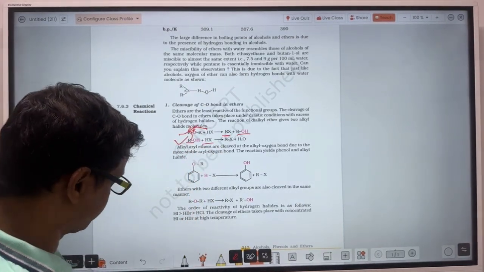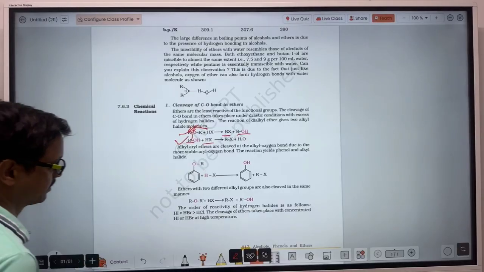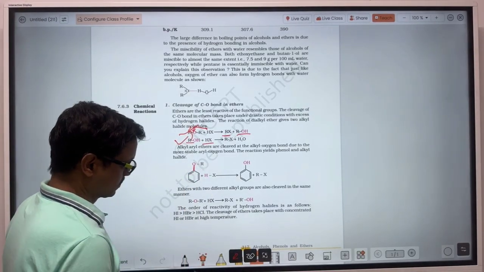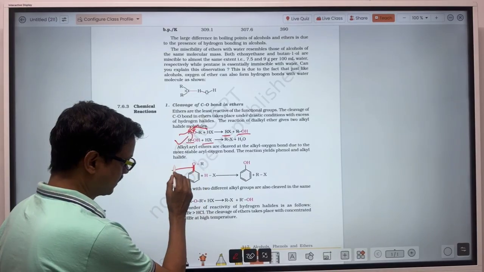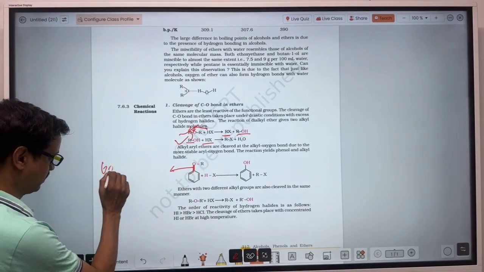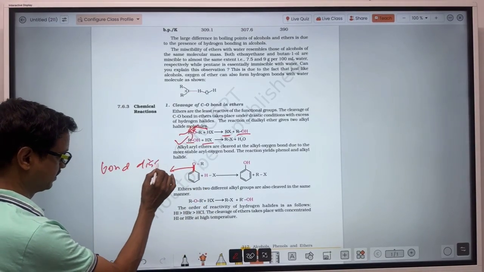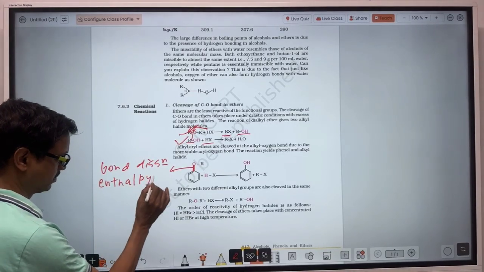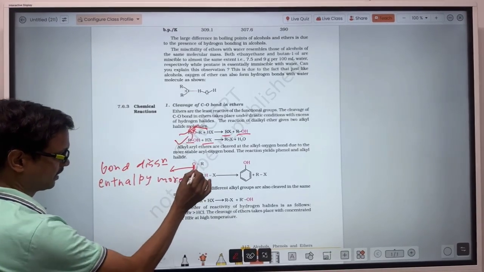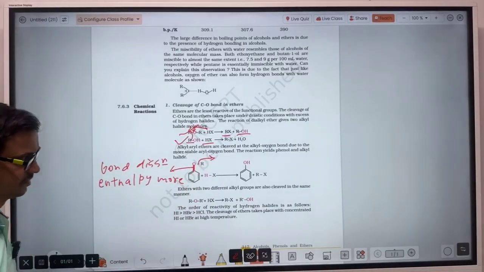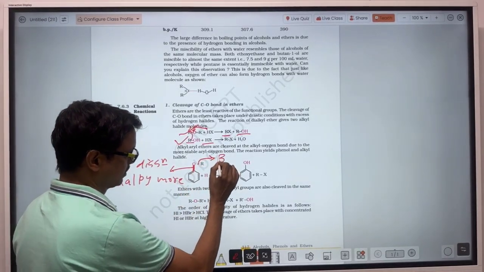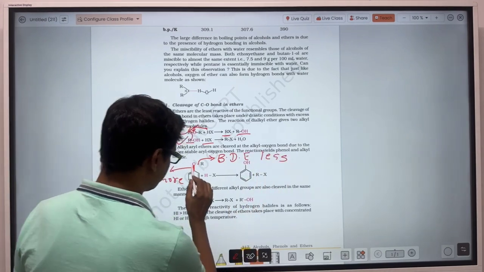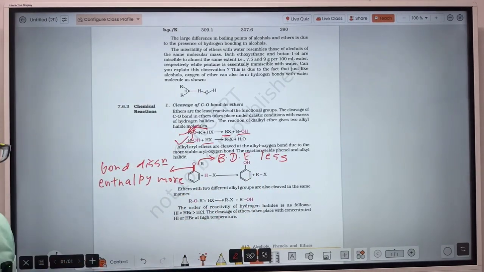Now watch out for this reaction. In this reaction there is partial double bond characteristic between the carbon and oxygen. So here the bond dissociation enthalpy will be more, and here the bond dissociation enthalpy will be less. That means the bond dissociation enthalpy is less here, and here the bond dissociation enthalpy is more.